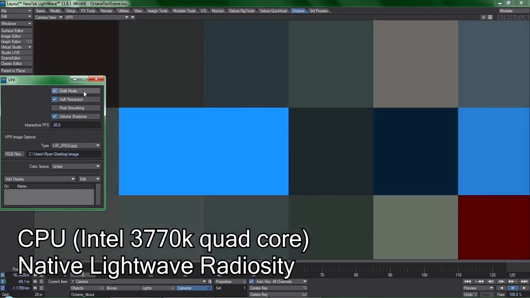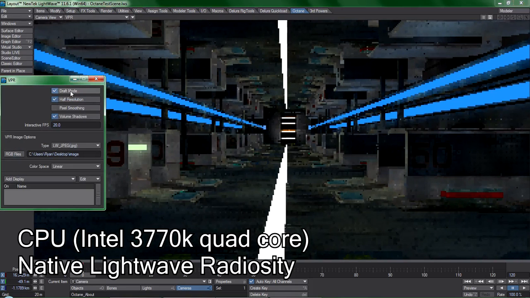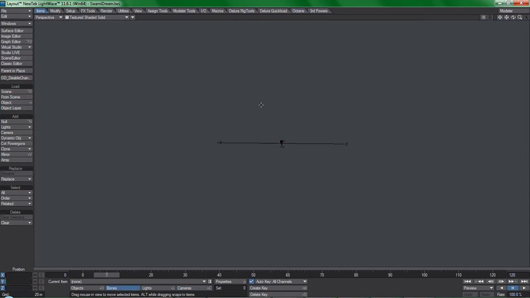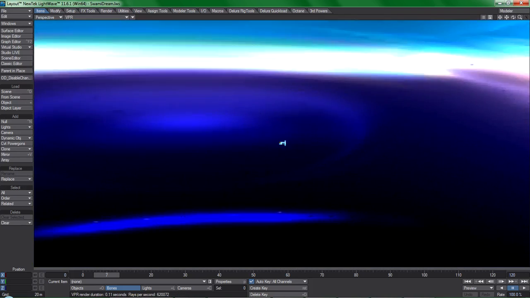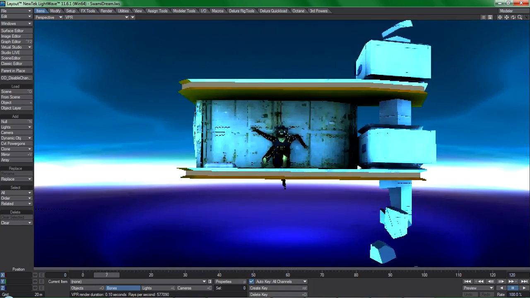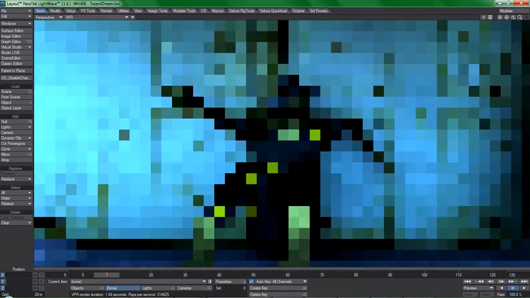First is Lightwave's native radiosity, which uses the CPU and RAM to process imagery. The hardware I'm using is currently considered a little bit over mid-range. Lightwave is known for its very robust renderer, especially considering its price point and all the things that you get with it, namely a good modeler and a production-worthy animation tool suite.